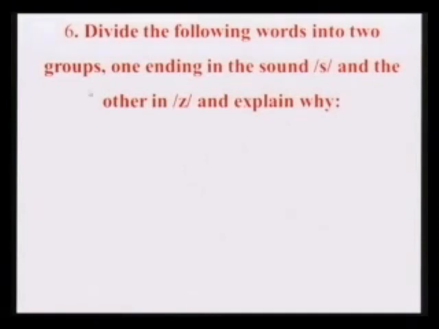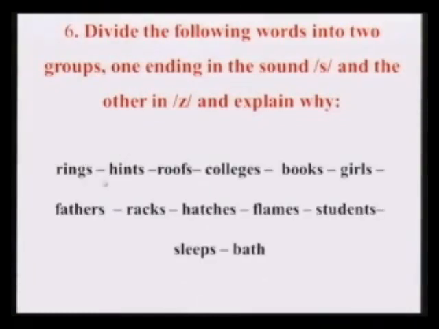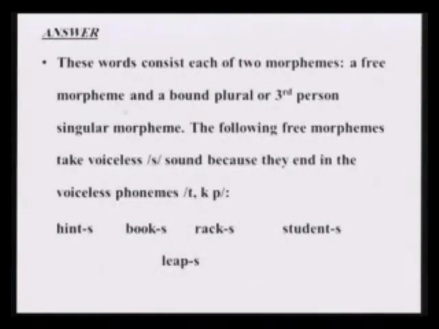Divide the following words into two groups, one ending in sound s and the other in z. دي بقى الassimilation. Rings, hints. So you know the difference between g, which is voiced, تاخد voiced z, ودي voiceless, تاخد voiceless, and this is the list. Hints, books, racks, students, leaps.